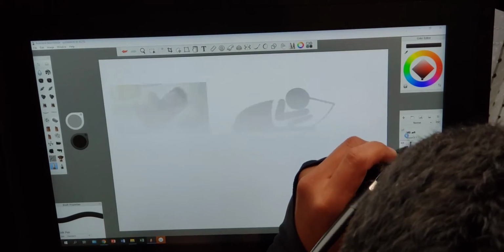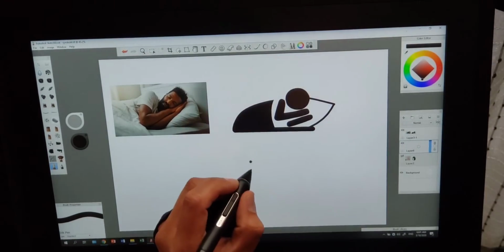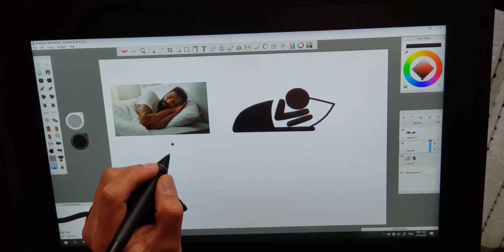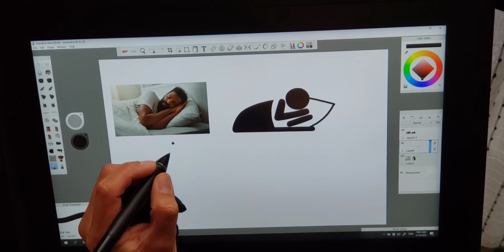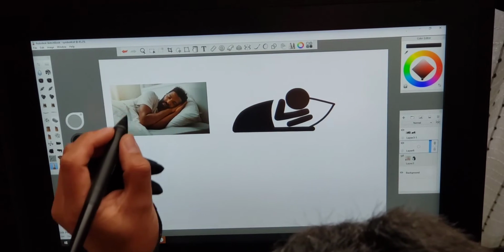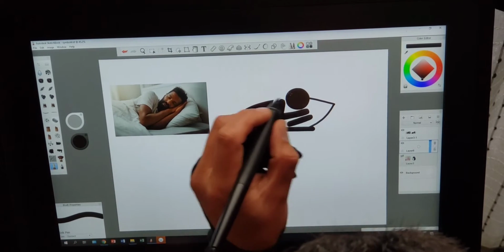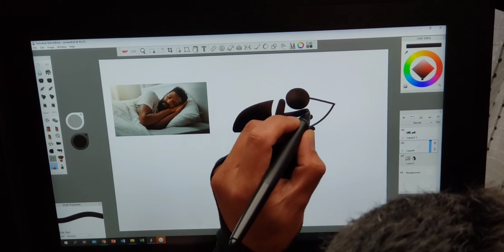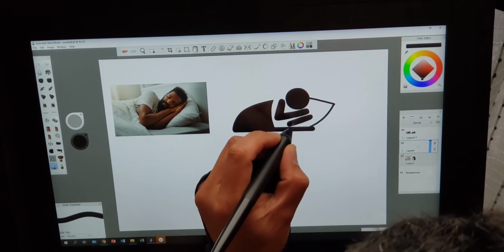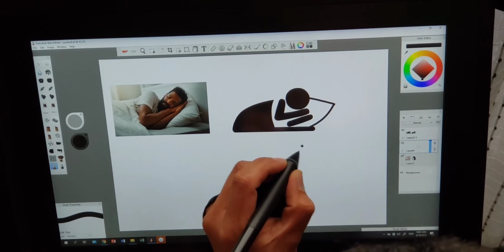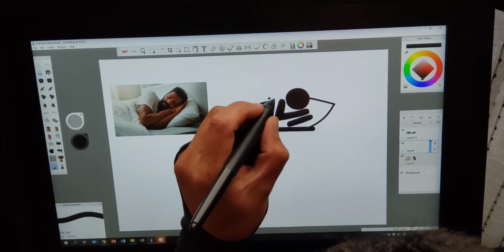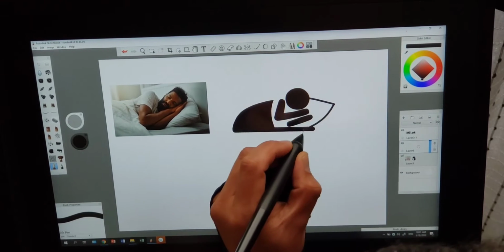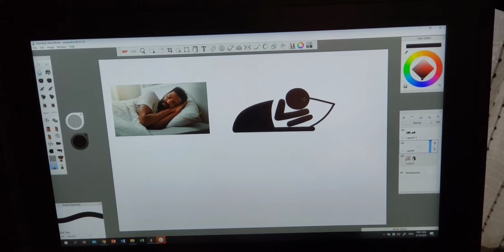In any symbol, something important is to use positive and negative spaces. This symbol that I drew represents sleeping. I took a picture of a person and simply drew a ball for the head, one line for every arm, and only this part of the arm. I drew the blanket, a line for the bed, and another line for the pillow.